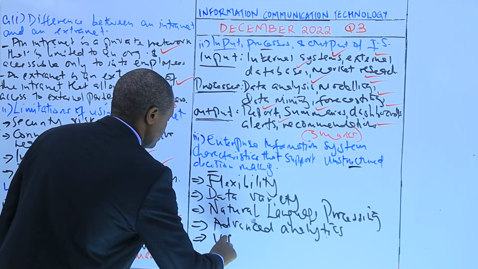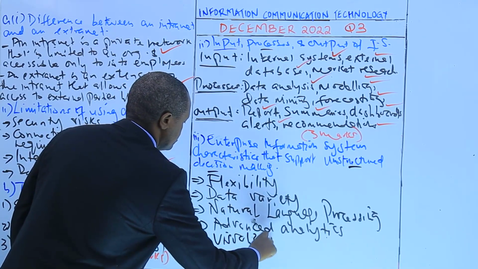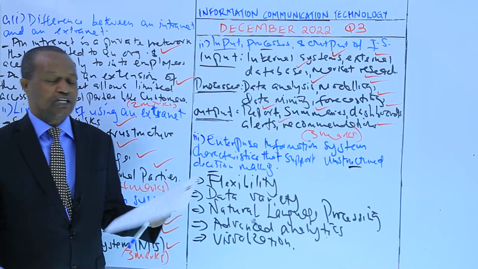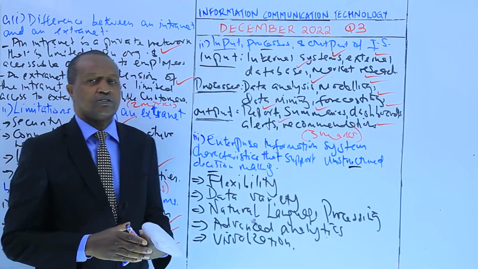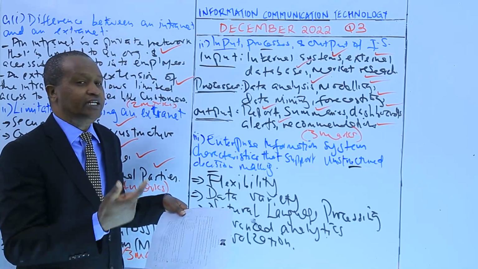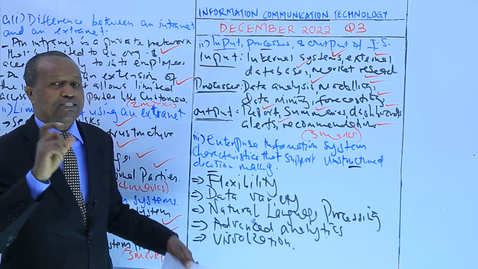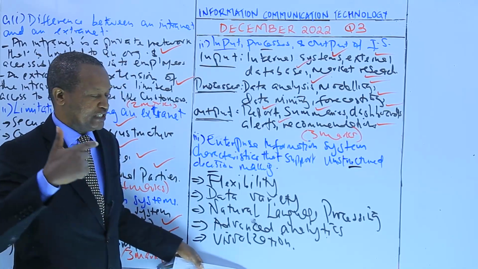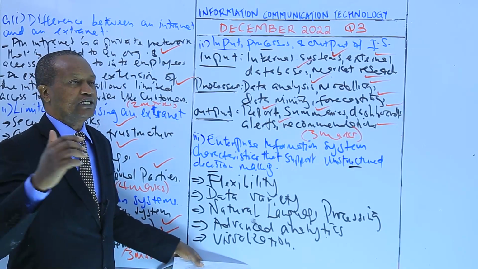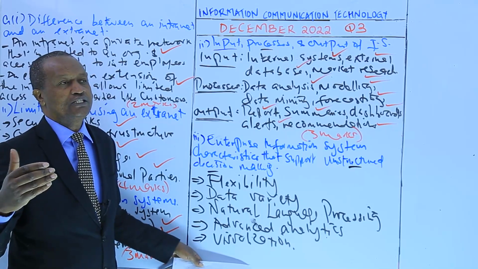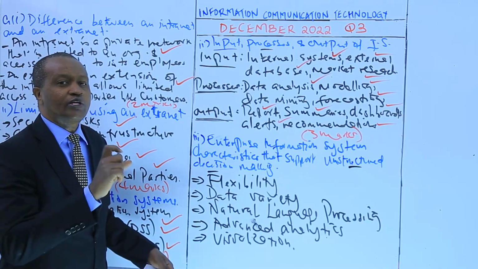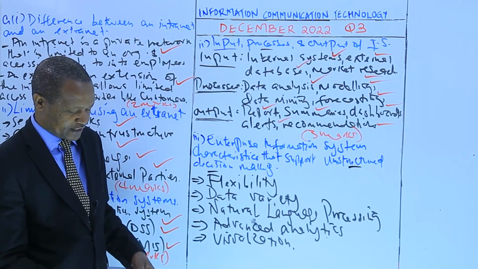Visualization is yet another characteristic. There ought to be effective visualization tools that can help users make sense of the complex and diverse data by presenting it in meaningful and understandable formats such as tables, interactive graphs, charts, heat maps, and so on. Visualization.